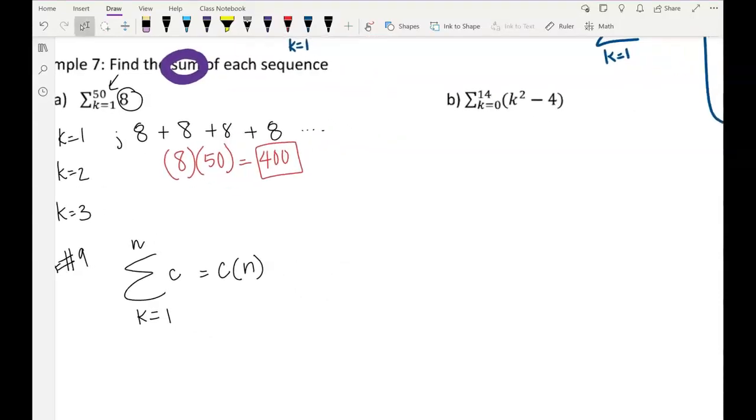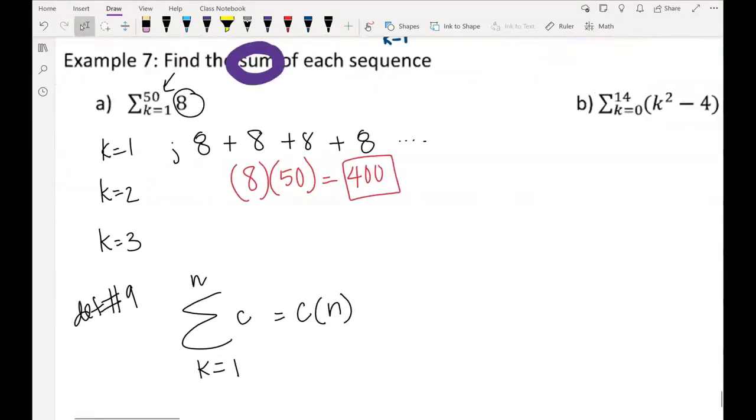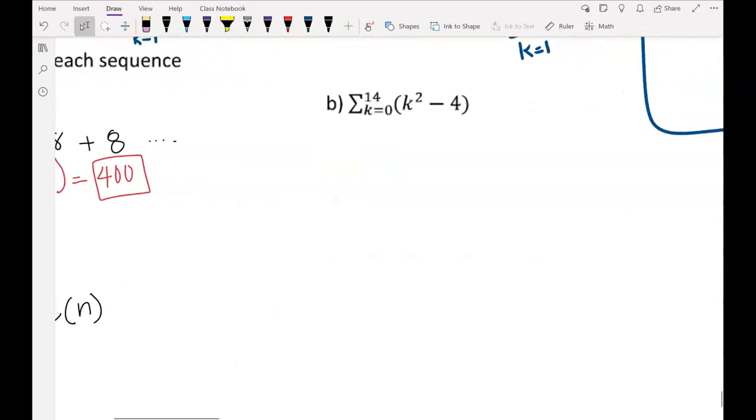Let's go to B. Now, before we start B, it says here the summation k starts at 0, which is slightly different from A. In A, k starts at 1, and it ends at 14. Okay, when k is 14. So technically, we can go in and use a formula. If you go and look at definition number 8, I want you to go look and find definition number 8. Okay.